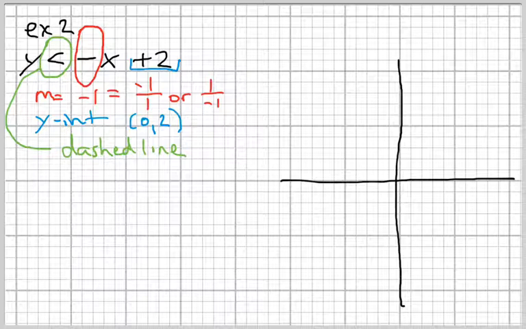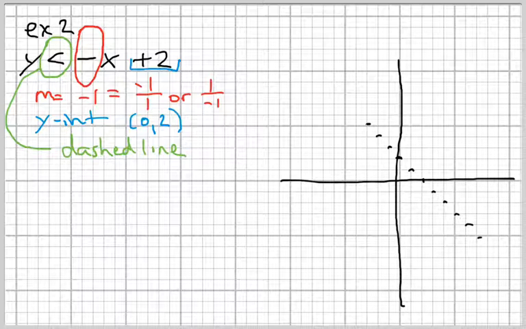Plot our y-intercept, (0, 2) is right here. We're going to go down 1 and over 1, right? That'd be right here. Down 1 and over 1's right here. Here, here, and so on and so forth, and we can keep going. Then we can go back and go the other direction. If we go up 1, we go in the negative direction 1. Up 1, negative direction 1.